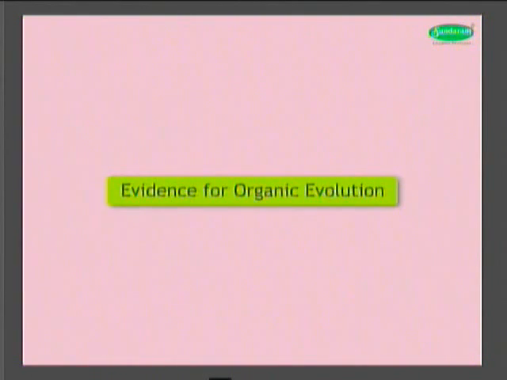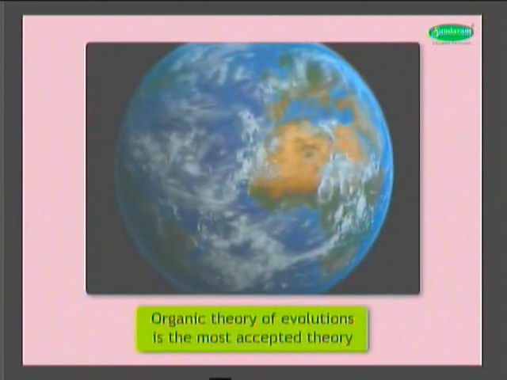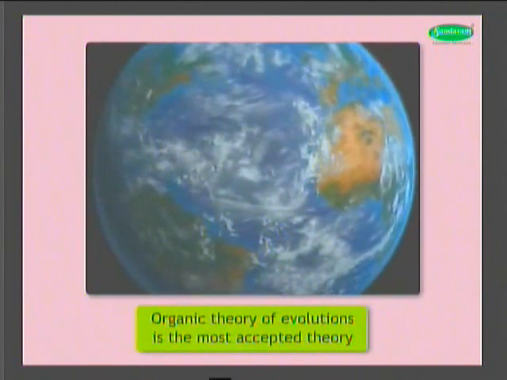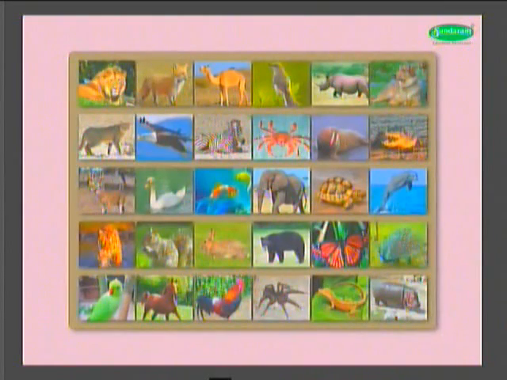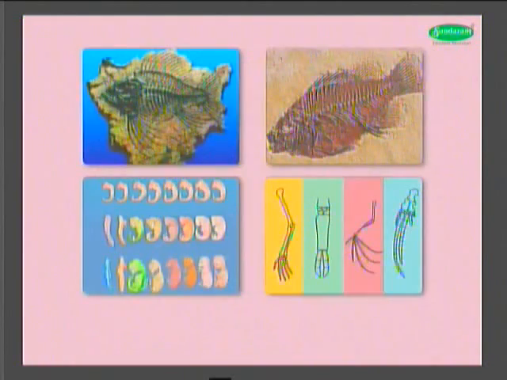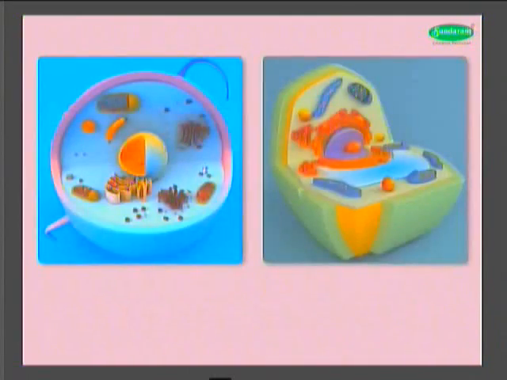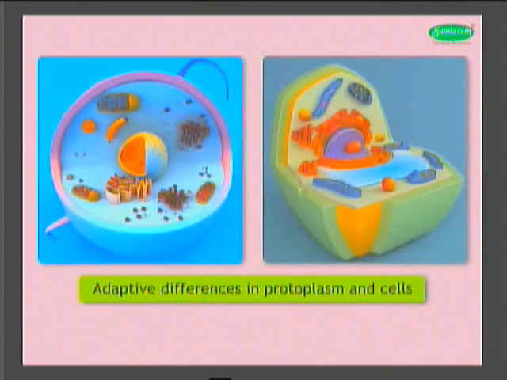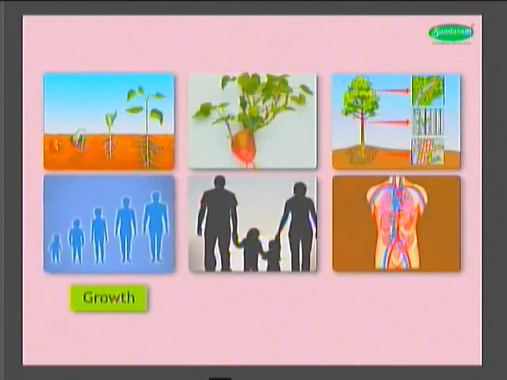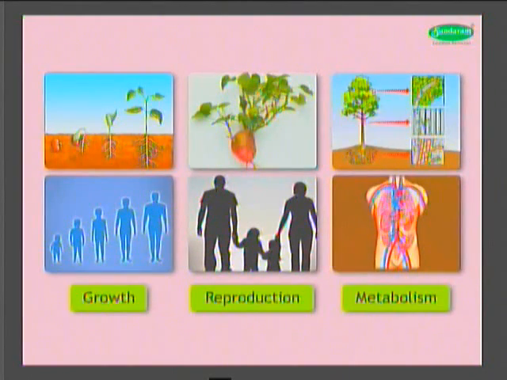Evidence for organic evolution. Organic theory of evolution is the most accepted theory as it answers many questions like how life came into existence, how various forms developed, and how more competent species come into existence. Various types of evidence are also available to support the theory. In spite of many adaptive differences in protoplasm and cells and their manifestations of life, processes like growth, reproduction, metabolism are essentially the same in all organisms.